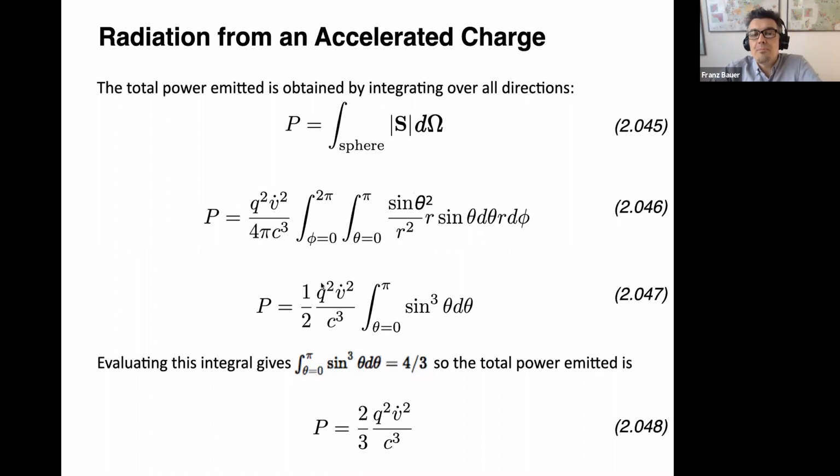And so magically you end up with the total power radiated is a function of the charge squared and the acceleration squared. So the faster it's accelerating, the more radiation is generated.